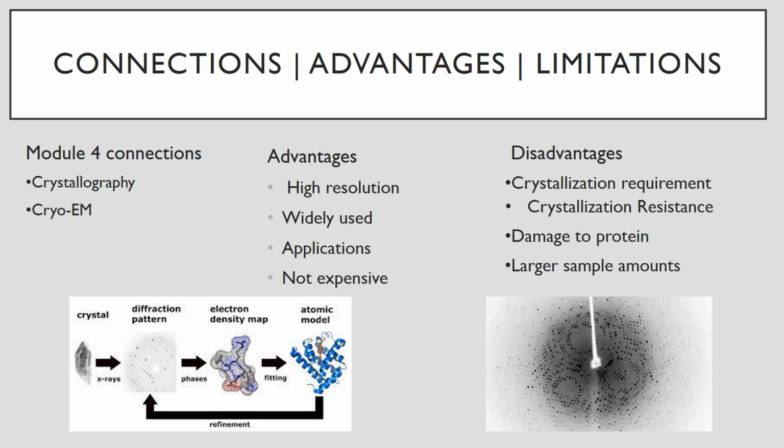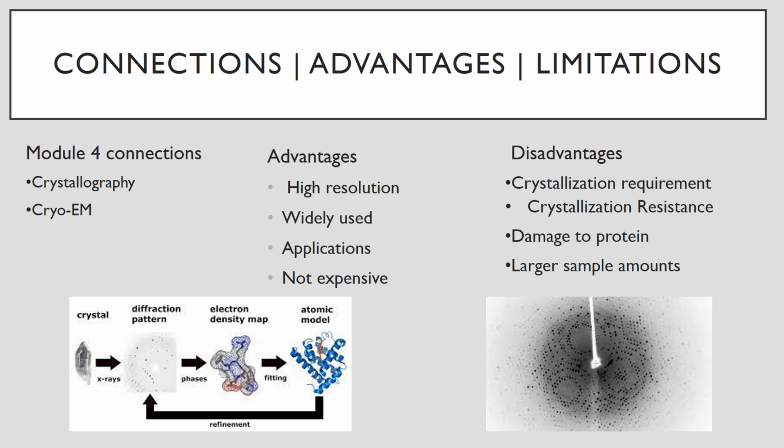This brings us to our connections, advantages, and limitations. For connections, this relates back to our Module 4 protein expression and analysis material. In Lesson 4.1, we discussed how crystallography can be used to figure out what the protein of interest actually looks like, specifically using crystallography as a way to map our protein correctly. In Lesson 4.3, we discussed it again as a way to aid in using purified recombinant proteins to study protein, RNA, and DNA interactions as well.